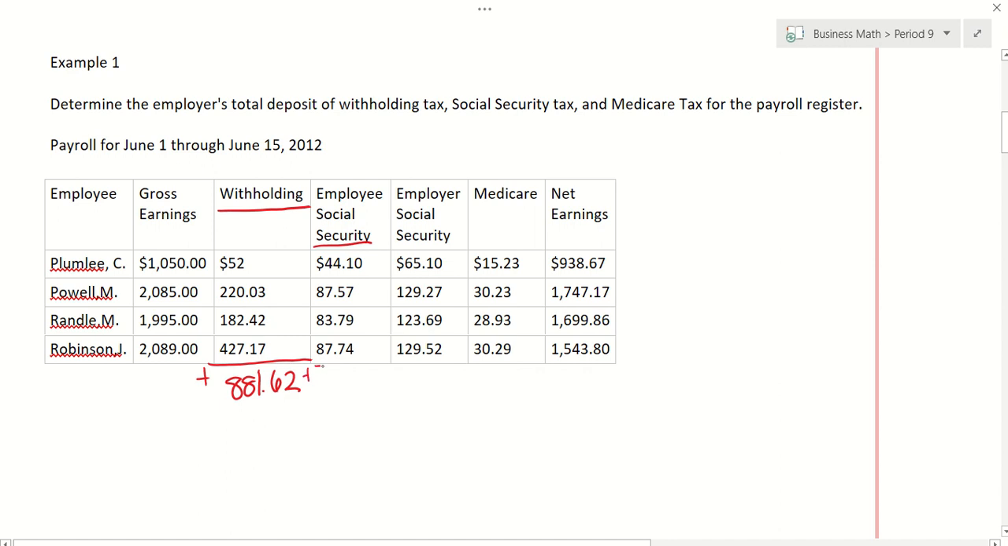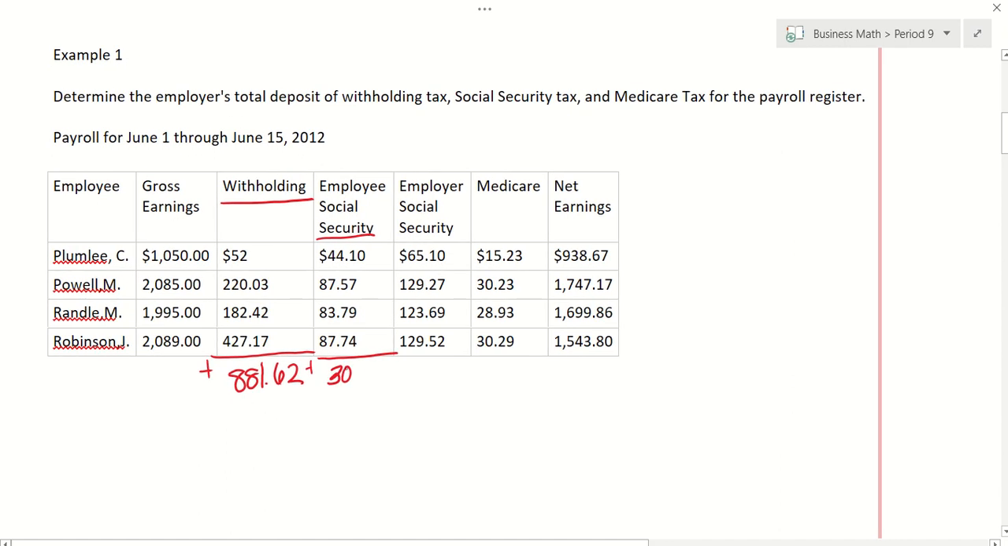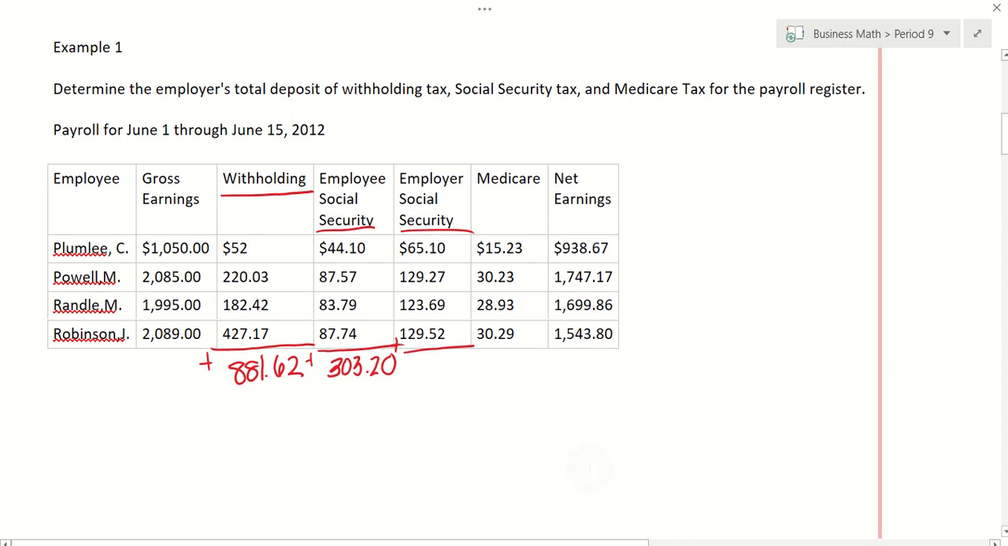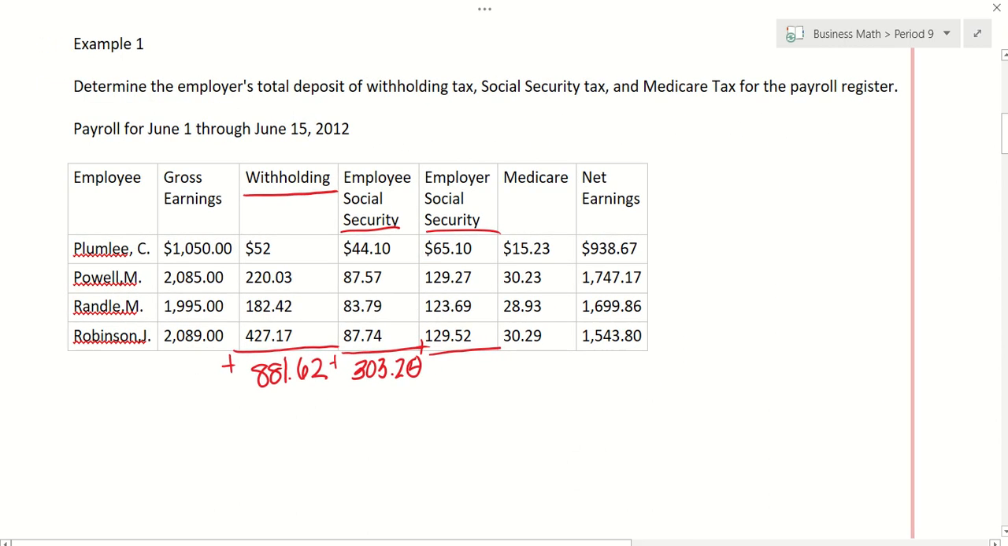You also focus on Social Security. Add these all up. This becomes $303.20. Also add the employer's Social Security. That one is $447.58. Medicare, add them all up, but you will always multiply by 2.